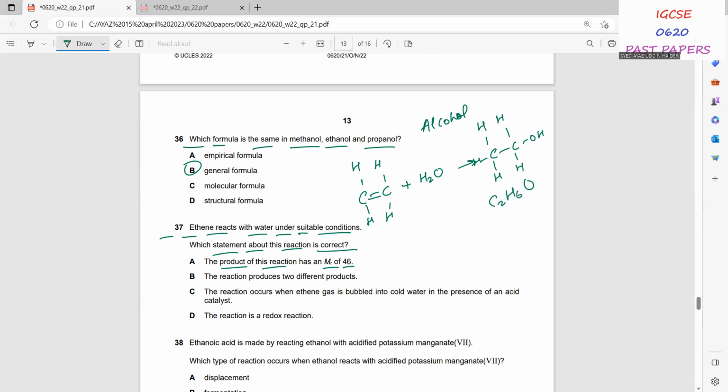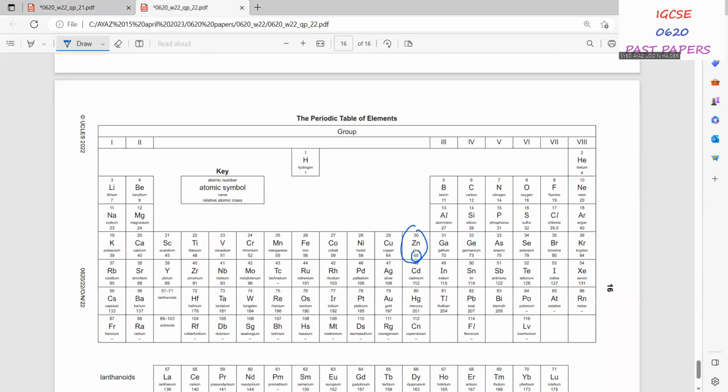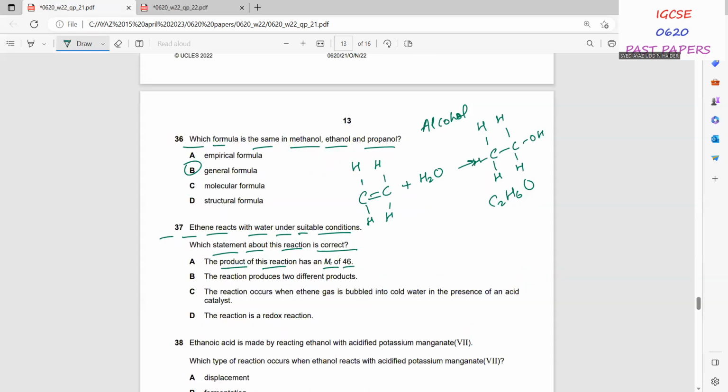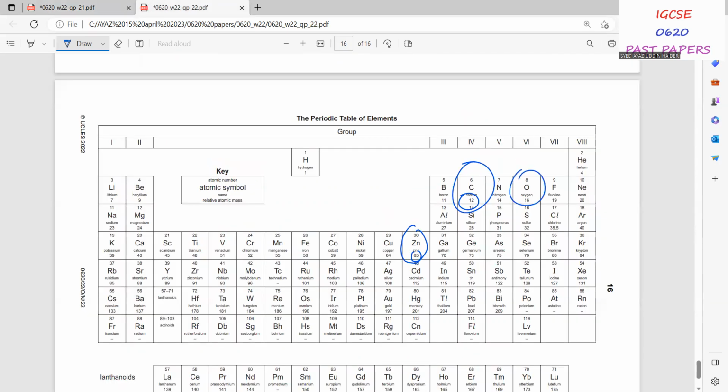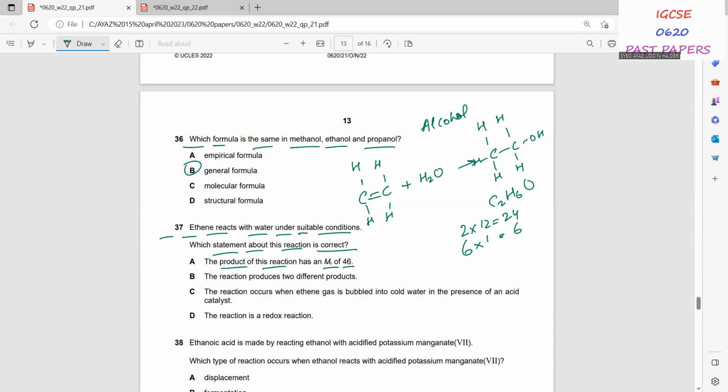If you work out the MR for this one, we have two carbon atoms. The AR of carbon is 12. So 2 multiplied by 12, we'll get 24. We have 6 hydrogen atoms. We'll multiply 6 by 1. We'll get 6 here. What about oxygen? The AR of oxygen is 16. We have 1 oxygen, so we'll multiply 1 by 16. We'll get 16. If you add these up, you will get 46. So A will be the right answer in this case.